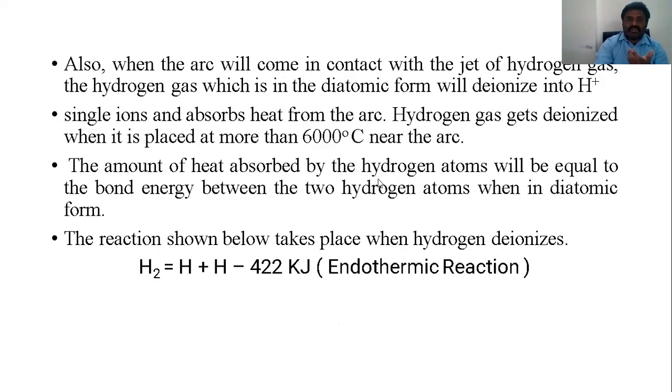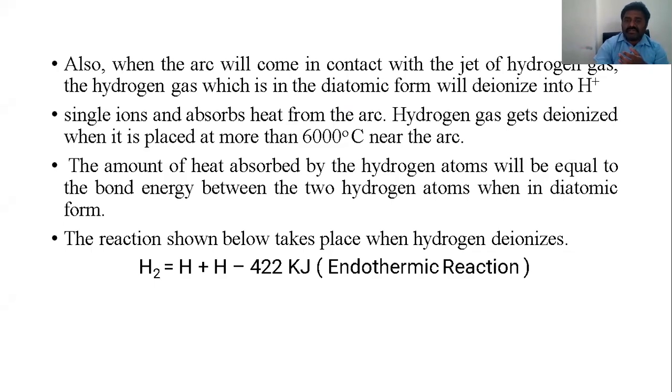Now, when the arc comes in contact with the jet of hydrogen gas, the hydrogen gas, in its diatomic form, will be ionized into H plus, single ions, and absorb the heat from the arc. We are maintaining a temperature of 6,000 degrees near the arc here. The heat is absorbed by the hydrogen atoms, equal to the bond energy, and two hydrogen atoms then form diatomic hydrogen.